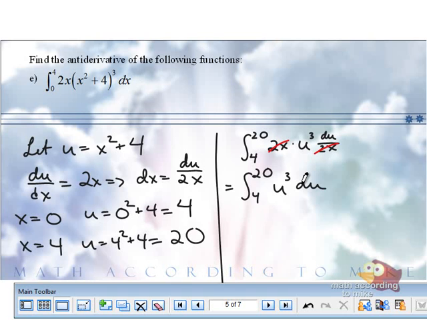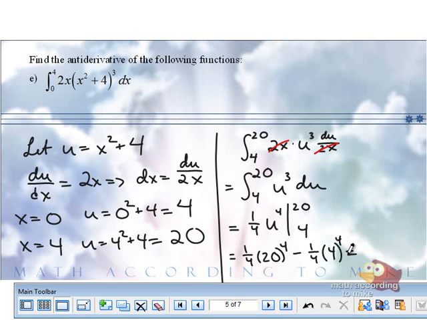What is the antiderivative of u cubed? Not the derivative, the antiderivative. 1/4 u to the 4th. So we stick in 20, subtract stick in 4, no parentheses needed because we only have one term here. Yes, you might get a big number. No, do not be afraid. I got 39936. What did you get?